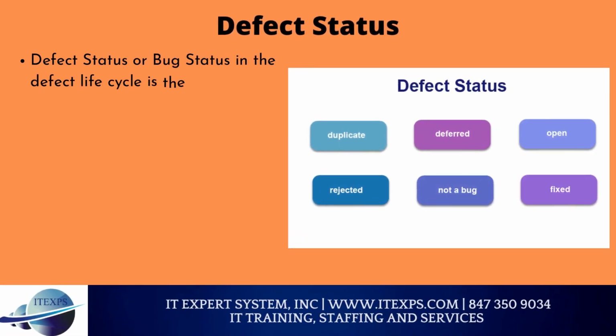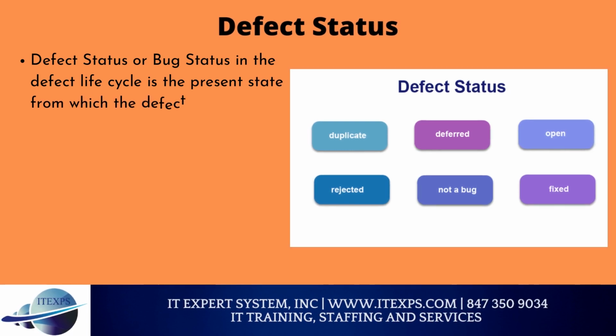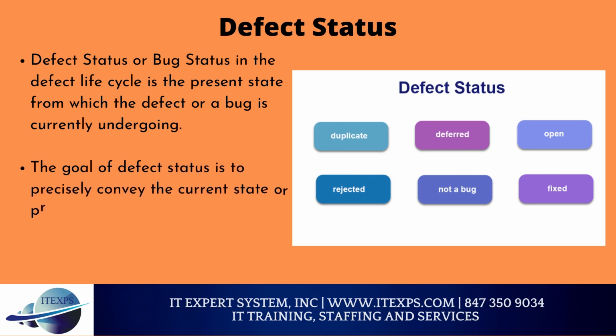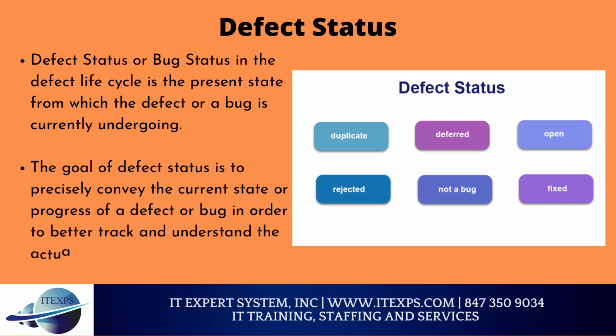A defect life cycle, also known as a bug life cycle, is the cycle a defect goes through, covering the different states in its entire life. This starts as soon as a new defect is found by a tester and comes to an end when a tester closes that defect, assuring that it would not get reproduced again. Defect status or bug status in the defect life cycle is the present state the defect or bug is currently undergoing. The goal of defect status is to precisely convey the current state or progress of a defect or bug to better track and understand the actual progress of the defect life cycle.